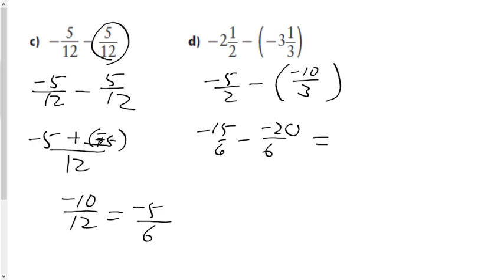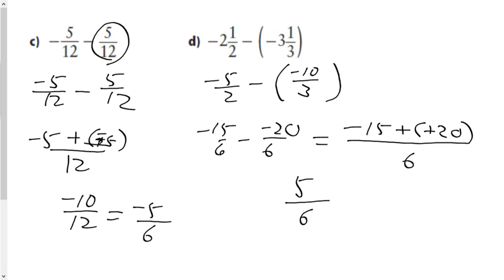Because we're subtracting, we're going to subtract our numerators. Notice how I'm using the bracket on the negative 20 because I want to separate the subtraction sign from the negative sign. Keep your denominator. Keep flip change when you're doing subtraction. What's a negative 15 plus a positive 20? It's a positive 5. And therefore, our final answer in lowest terms is 5/6.